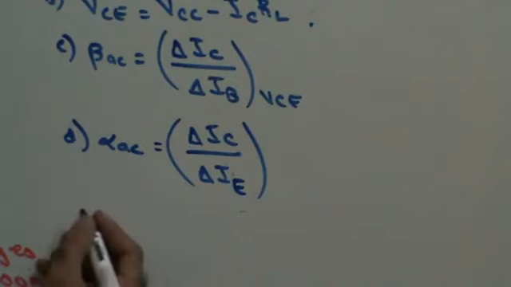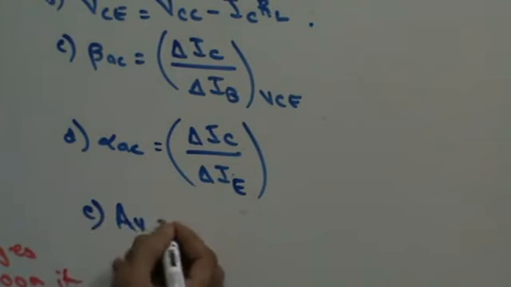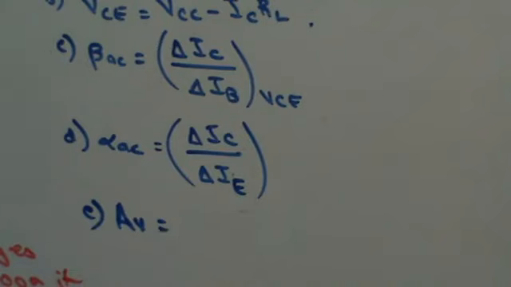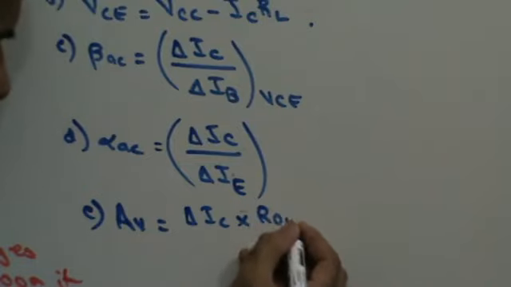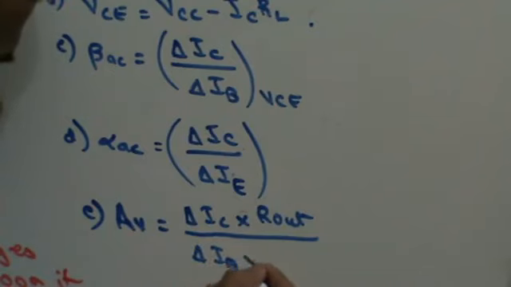Voltage gain. How do I find out the voltage gain? Voltage gain is represented as AV. That means it should be output voltage upon input voltage. Voltage by Ohm's law is current into resistance, so it should be output current into output resistance divided by input current into input resistance. So it will be nothing but delta IC upon R out divided by delta IB upon Rin.